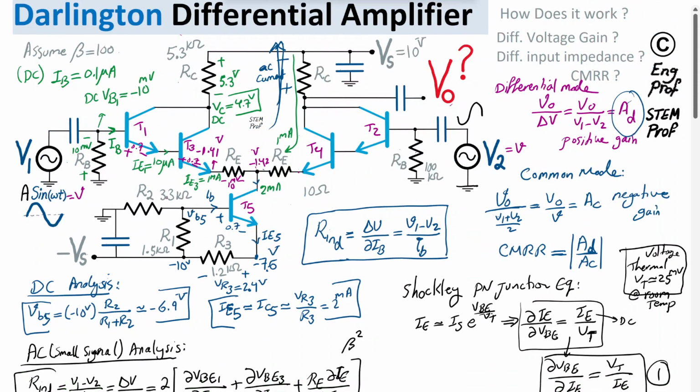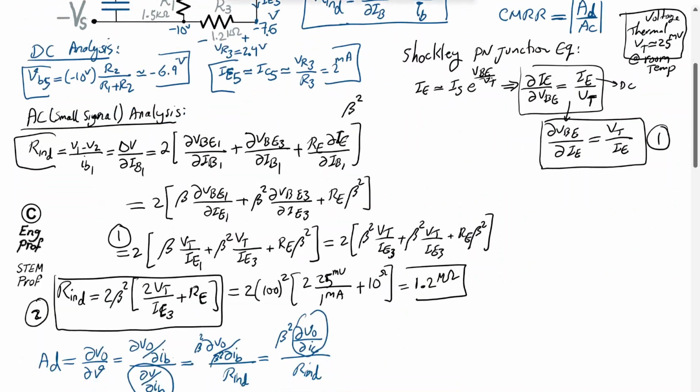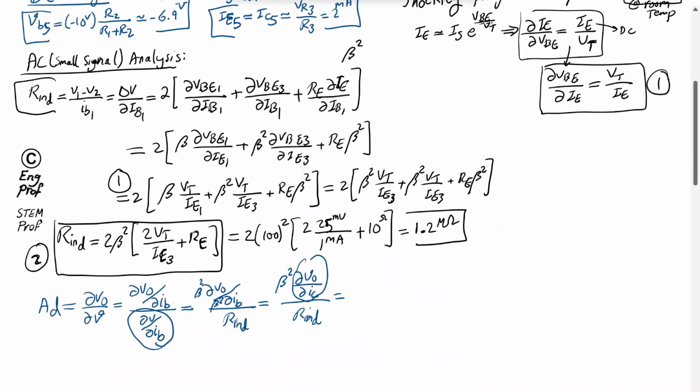This thing here is simply the AC current that is flowing through RC. So it is just beta squared RC divided by R in differential. Okay, so that is the formula for the differential gain.